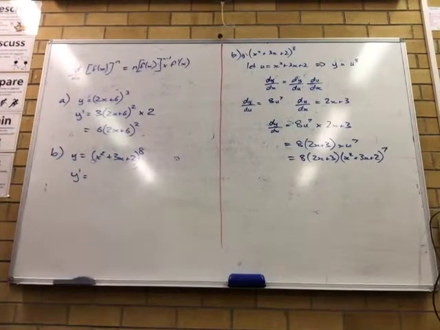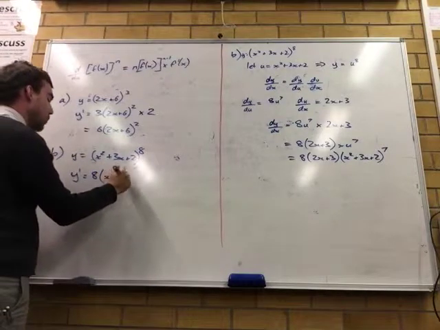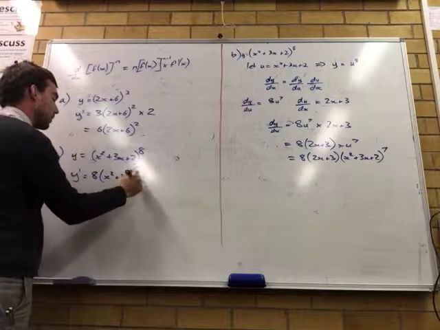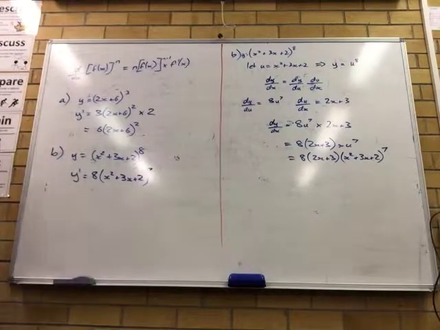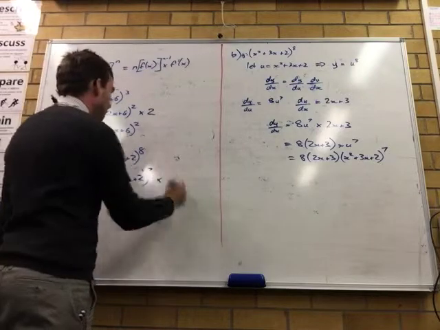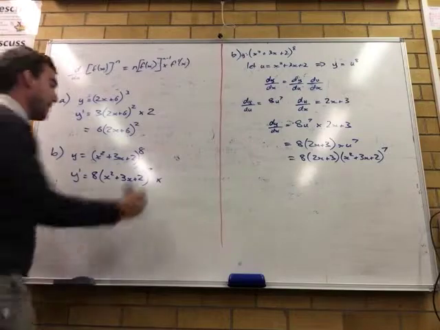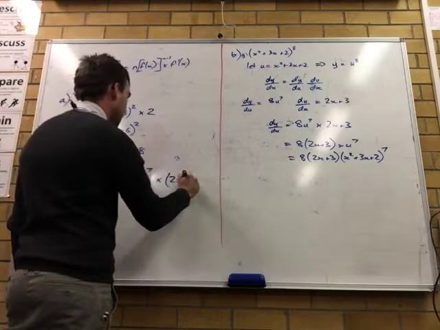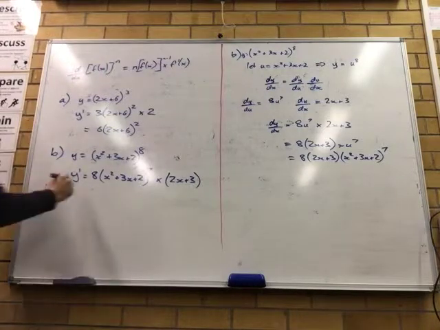Right, let's differentiate. Bring the power down. Everything inside the bracket, rewrite. Decrease the power by 1. Then multiply by the derivative of inside the bracket. Yeah. It's the same answer. Same answer, but the other way around. And I was expecting that, wasn't I?